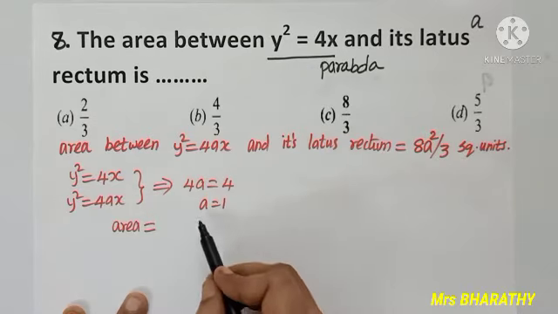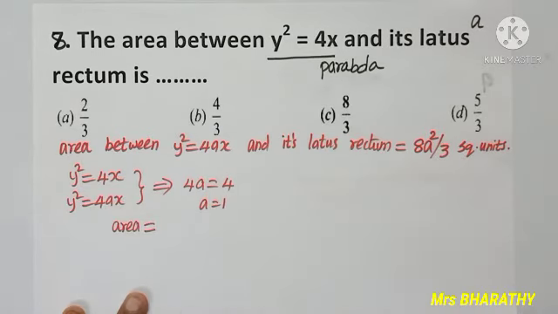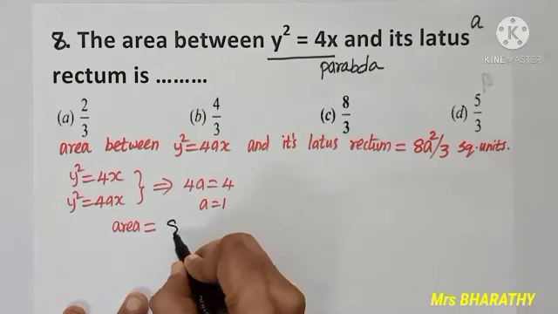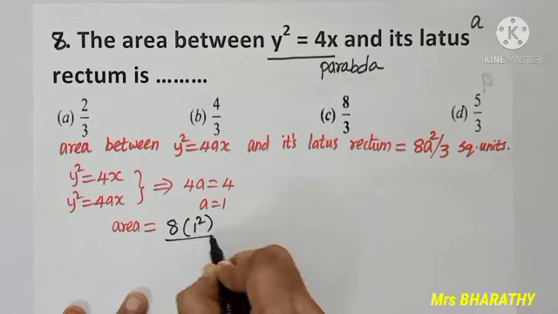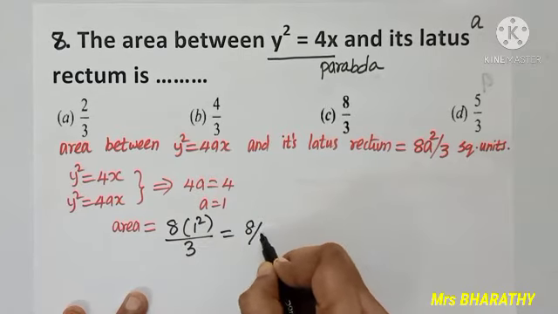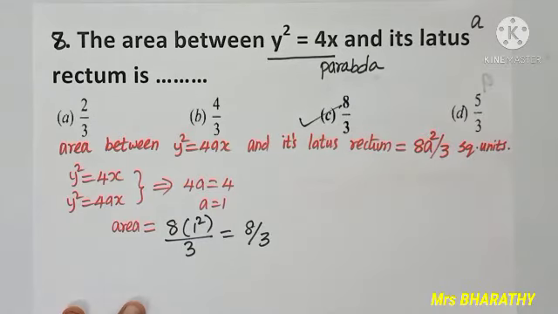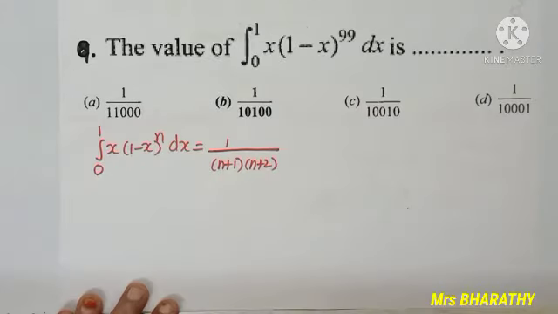4a is 4, so a value is 1. As I know a value, let me remember the formula 8 into a square by 3, or it is simply 8 by 3 square units. Option C is the right choice.